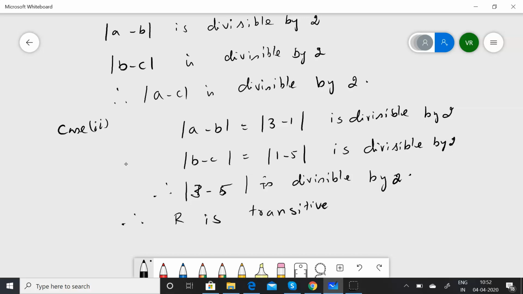Since R obeys reflexivity, symmetry and transitivity, it is an equivalence relation.